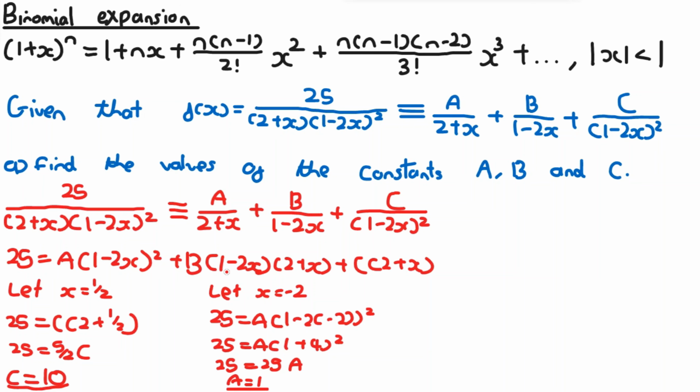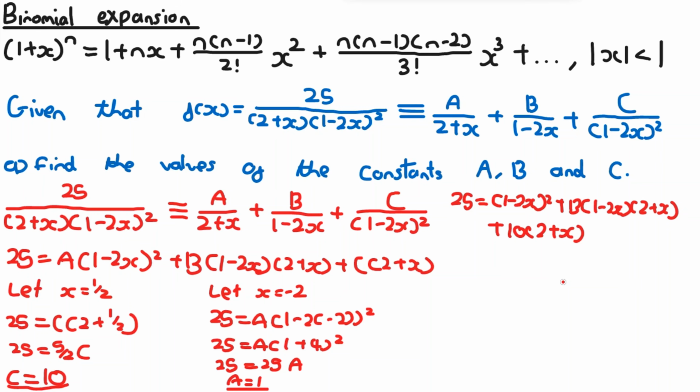So now we're in a bit of an awkward situation because we can't sub any of the values in to make the brackets 0, because this has both of the brackets. So firstly, let's sub in the values of C and A that we've got so far. So it's going to be 25 is equal to A, which is 1, so 1 times (1 minus 2x) squared, plus B, which we don't know yet, so B of (1 minus 2x) of (2 plus x), and then plus C, which is 10, of (2 plus x), like this.